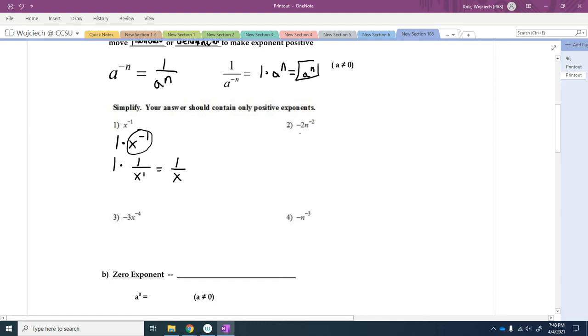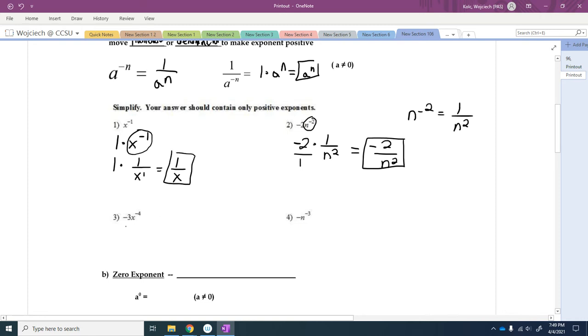Question number 2. Negative 2 times, and how do I rewrite n to negative second? N to negative second is really 1 over n to the second. So this becomes 1 times n squared. Now you can always put 1 underneath. And how do you multiply fractions? You multiply numerators, you also multiply denominators. So the final answer will be negative 2 over n squared. Okay, let me also circle this final answer.